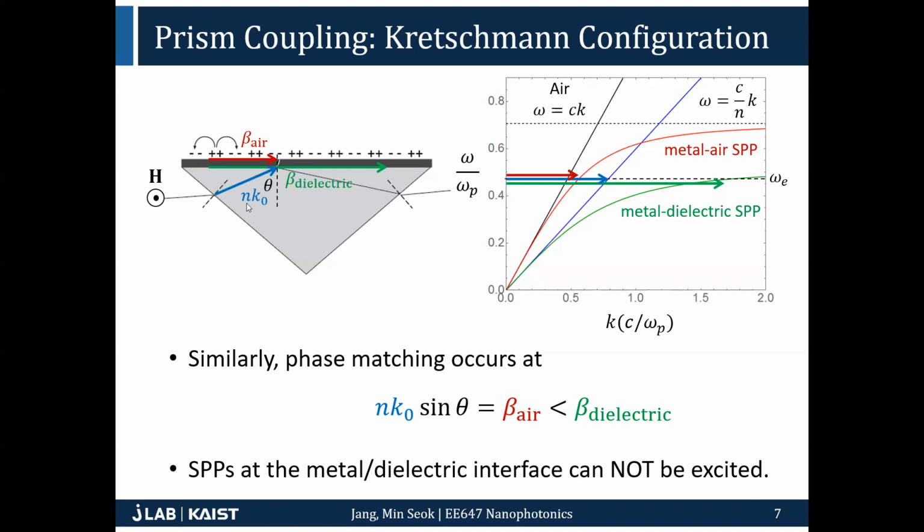But anyway, the same way, if you change the angle in a certain manner so that they match the propagation constant of air metal surface plasmon, then you can excite the surface plasmons at the air metal interface. But of course, there's no way that you can excite the plasmon at the metal dielectric interface, right? Because the metal dielectric interface K vector is always larger than this value.